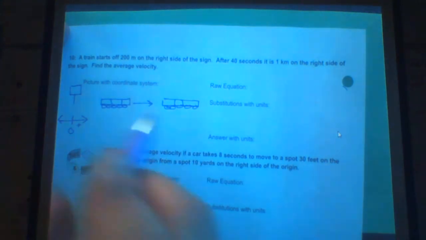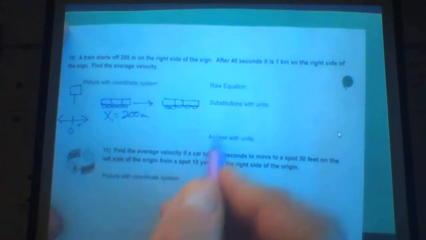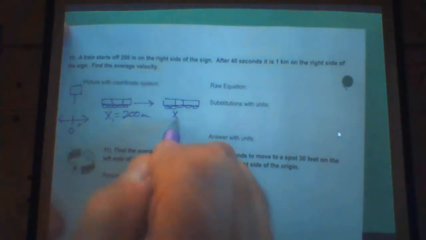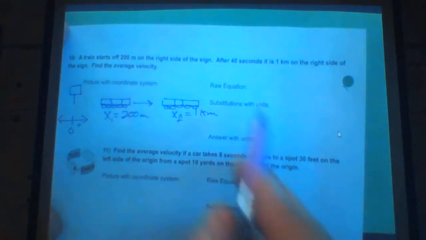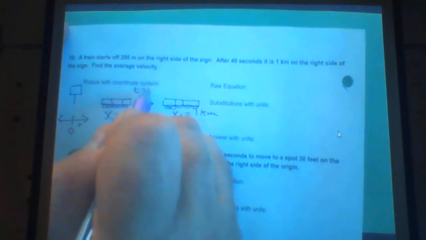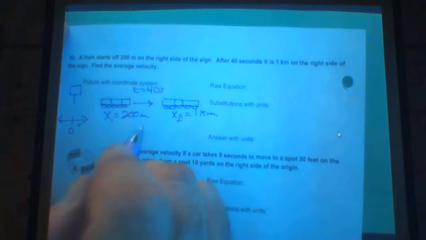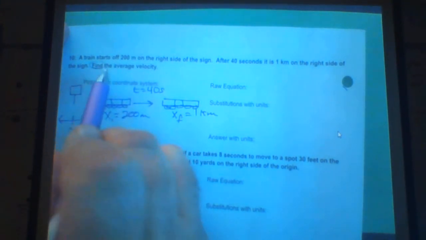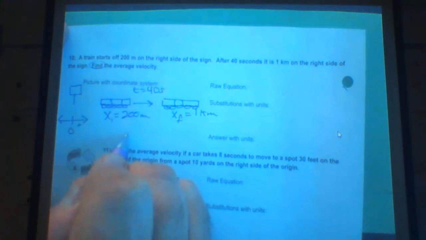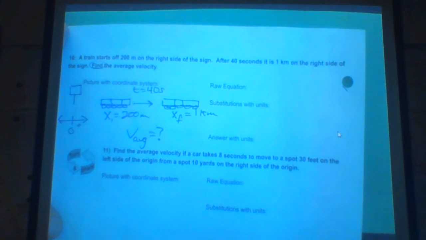Now let's get the information. X sub I is 200 meters, and it ends up X sub F 1 kilometer. And this is over a time of 40 seconds. That's what we know. That's step number 2. Step number 3, finding the desired variable, we want to find the average velocity. So we are looking for V average, unknown, question mark.